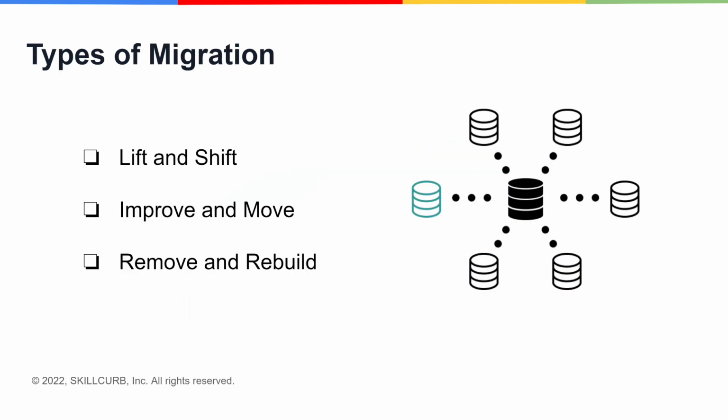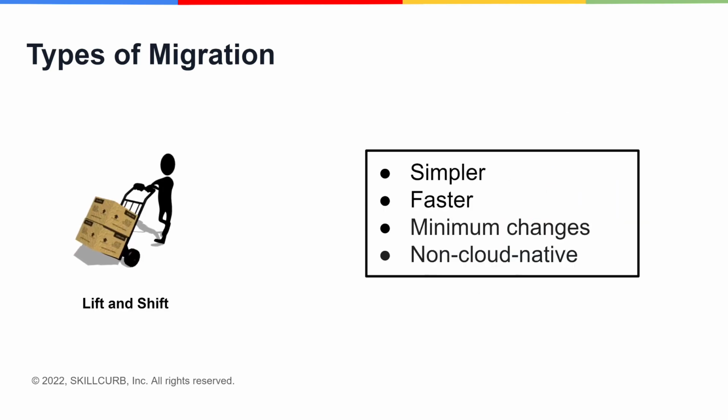There are three major types of migration: lift and shift, improve and move, and remove and rebuild. In a lift and shift migration, you move workloads from a source environment to a target environment with minor or no modifications or refactoring. It is ideal when a workload can operate as is in the target environment or when there is little to no business need for change. It requires the least amount of time, but it can result in non-cloud native workloads running in the target environment, as these workloads don't take full advantage of cloud platform features.